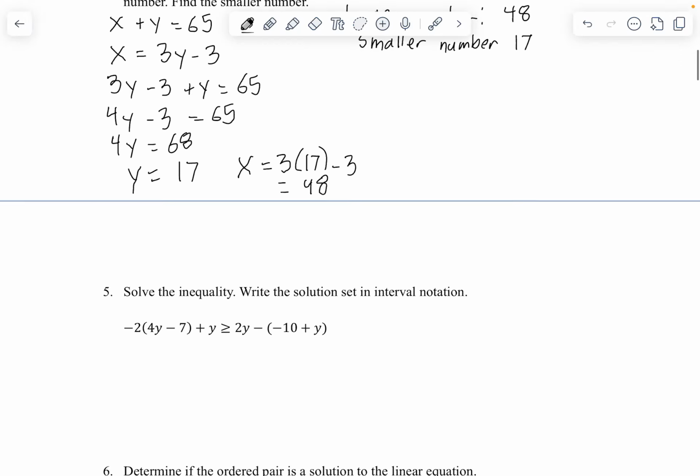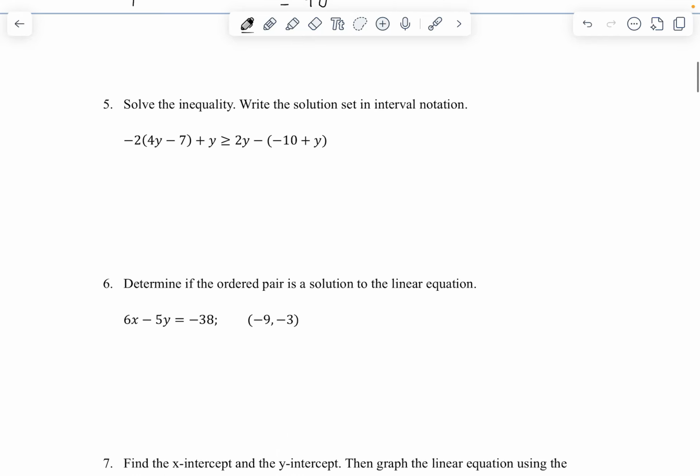Coming down here to number 5. Solve the inequality. Write the solution set in interval notation. So we'll begin by solving it in a similar way we would solve an equation, right? We'll just do some algebra to isolate the variable on one side.